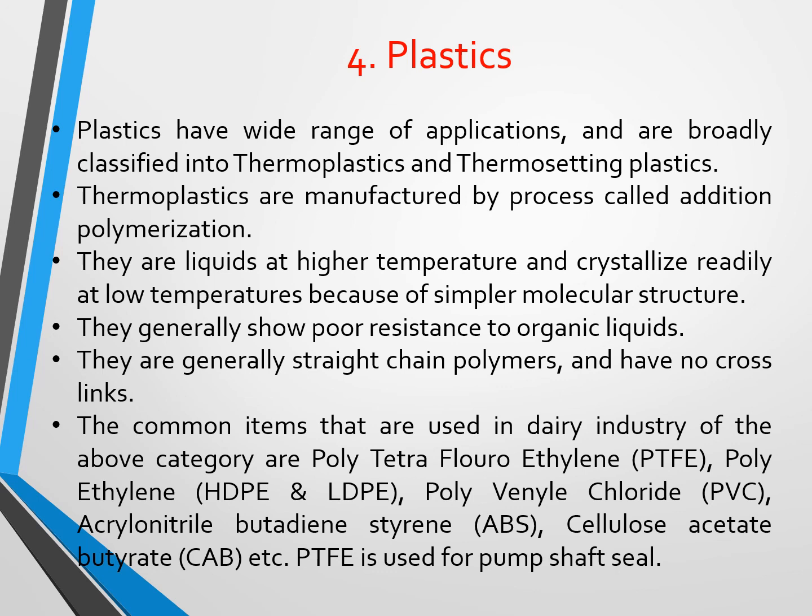There are two types of plastics: thermoplastics and thermosettings. Here you can see that thermoplastics are manufactured by a process called addition polymerization. They are liquids at high temperature and crystallize readily at low temperature because of simple molecular structure. They generally show poor resistance to organic liquids. So if we use organic liquids, they will melt, or show poor resistance.